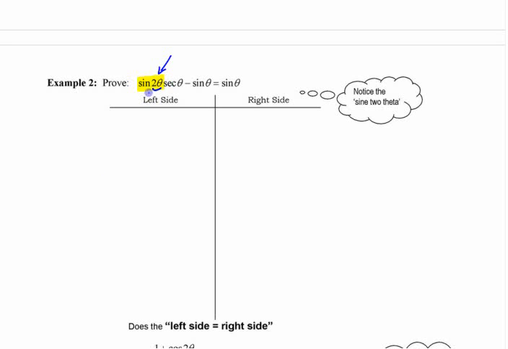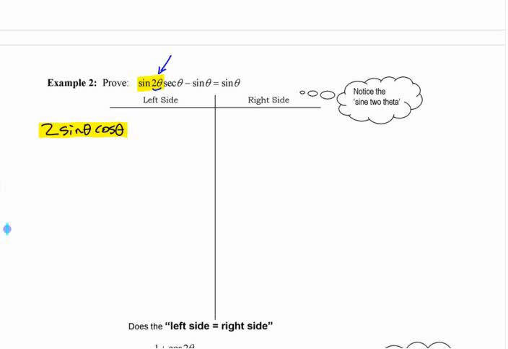What can you do with sine of 2 theta? What can you change it to? Yeah, 2 sine theta cos theta. So you can replace sine 2 theta with that. I better leave myself enough room here. You can replace sine of 2 theta with that.